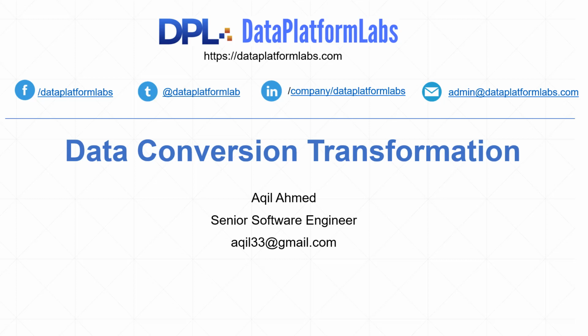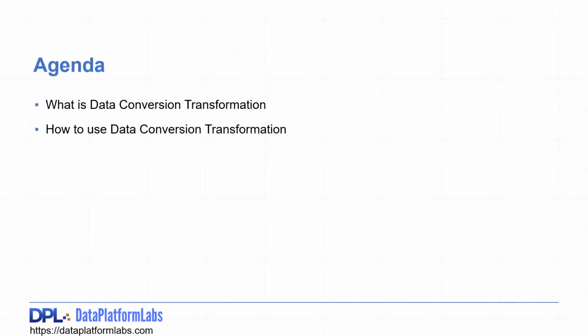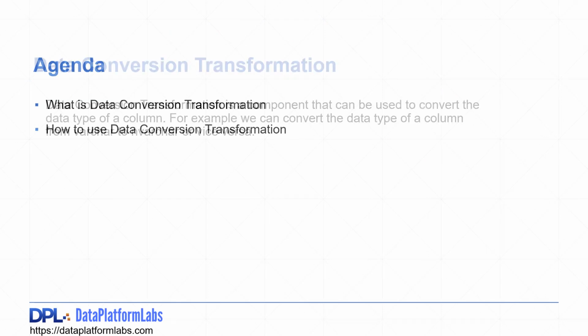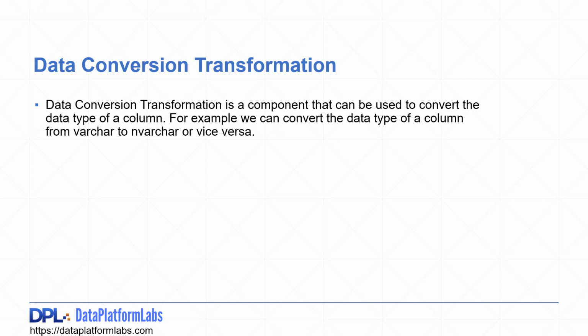So in this particular video, data conversion transformation, I will talk about the data conversion transformation. The agenda of today's video will be what is the data conversion transformation and then how to use it. Basically the data conversion transformation is a component that can be used to convert the data type of a column. For example, we can convert the data type of a column from varchar to nvarchar or vice versa.